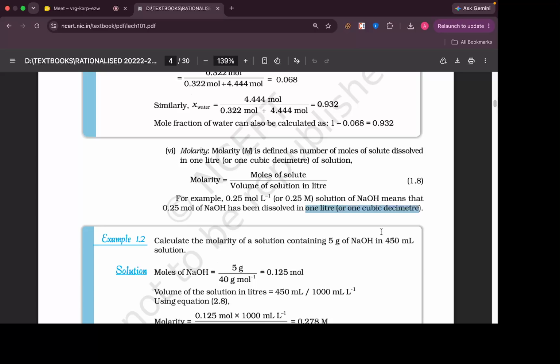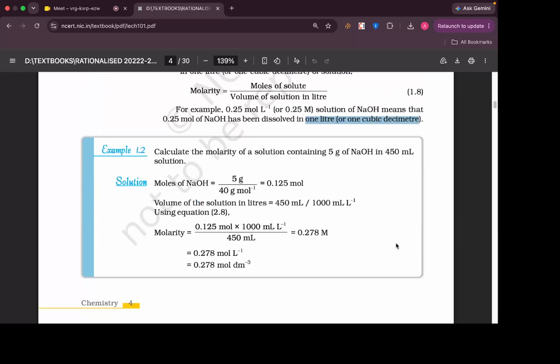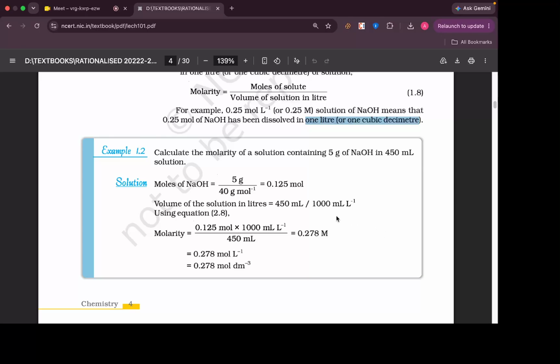If, let's say, cubic centimeter is there, then you have to convert it into cubic decimeter. So focus on the conversion, very important. In physics, in physical chemistry, organic, inorganic, everywhere. Now see the question, a very simple question. Now we understand everything. Calculate the molarity of a solution containing 5 gram of NaOH in 450 ml of solution.